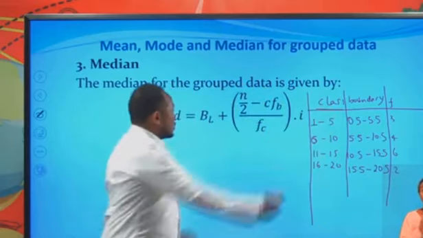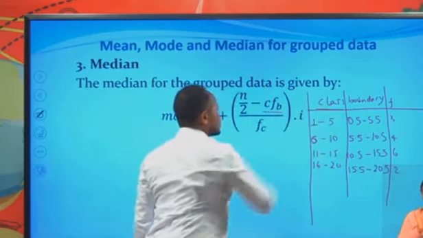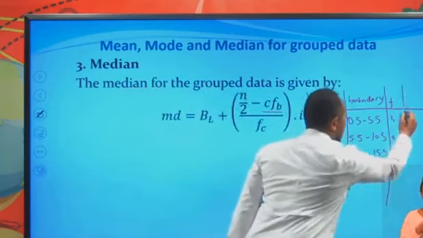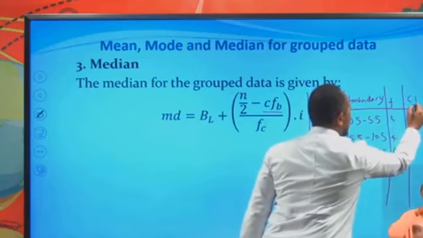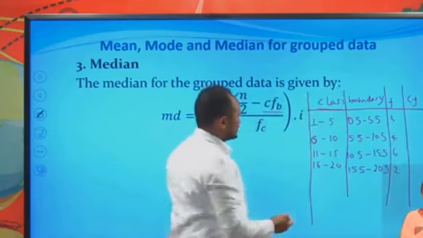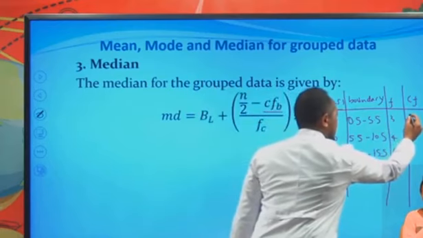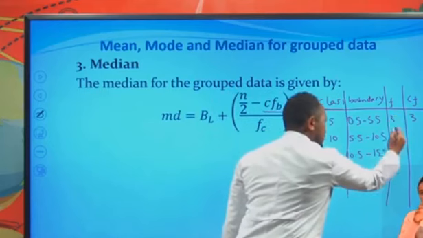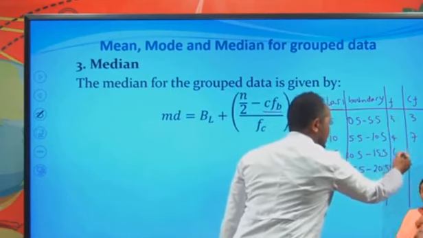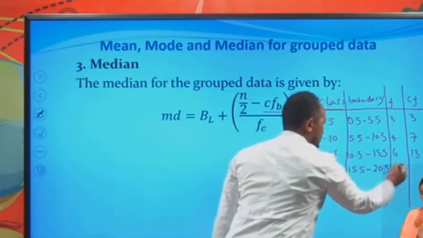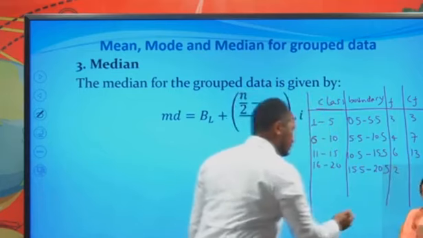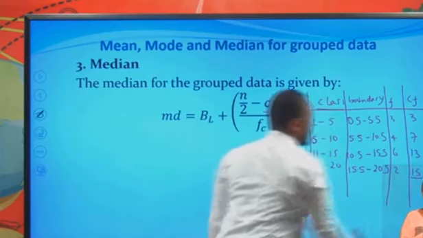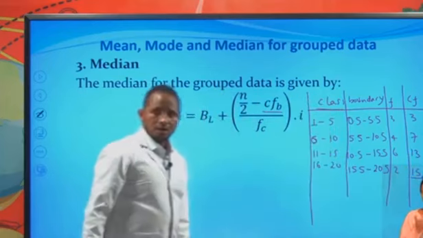So in this case, we need to find the cumulative frequency. The cumulative frequency is obtained as follows: on the first class we have 3. First and second class together, 7. 7 plus 6, 13. 13 plus 2, it is 15. Okay, now we have this.